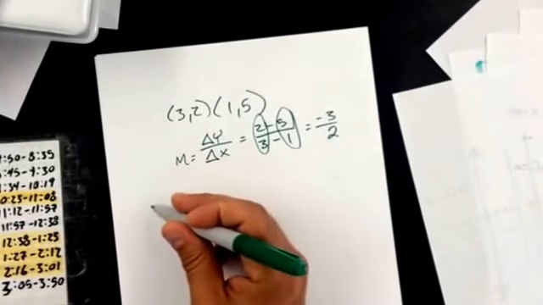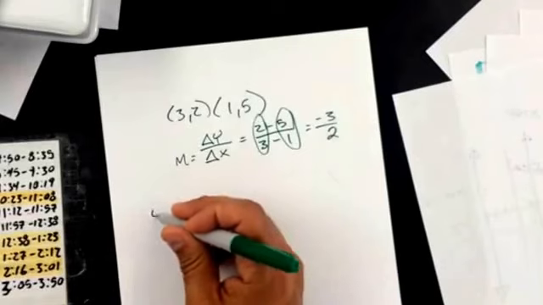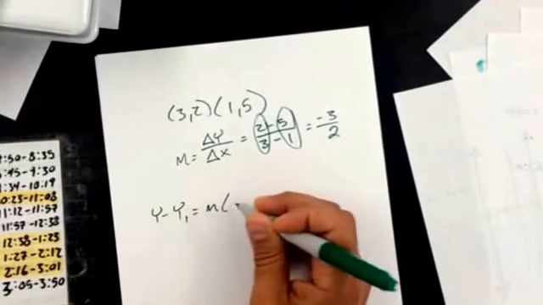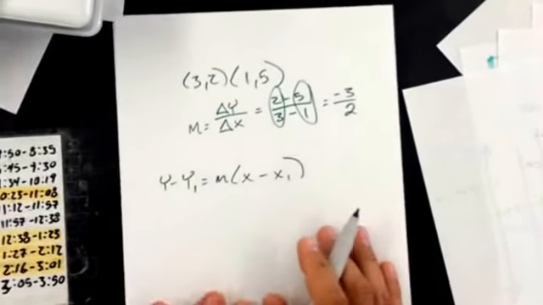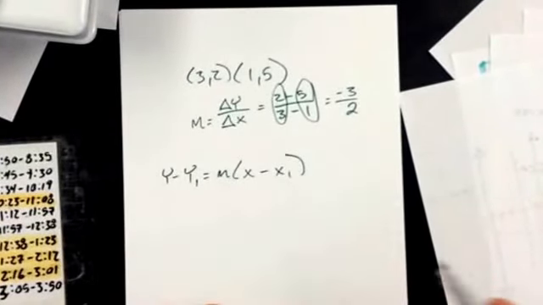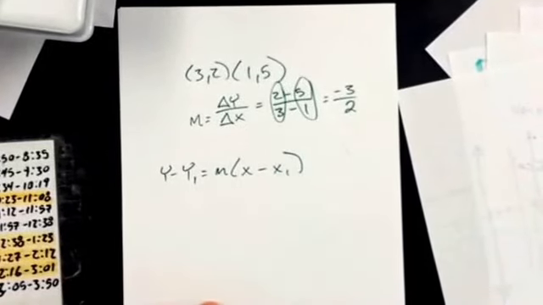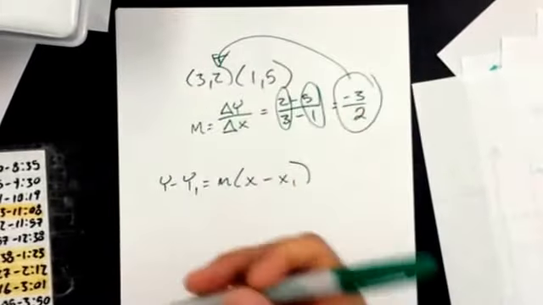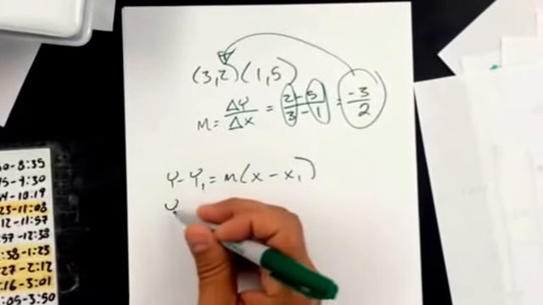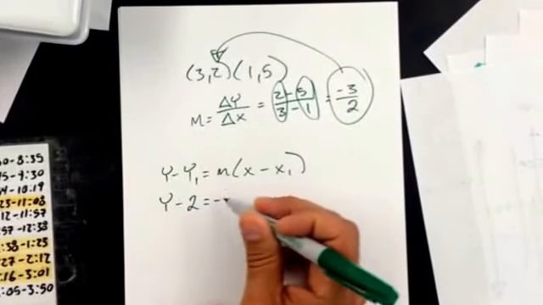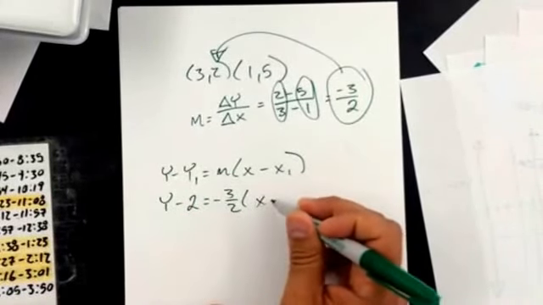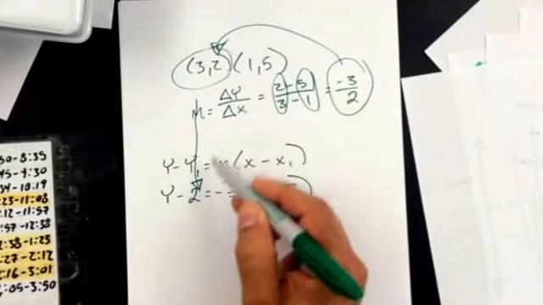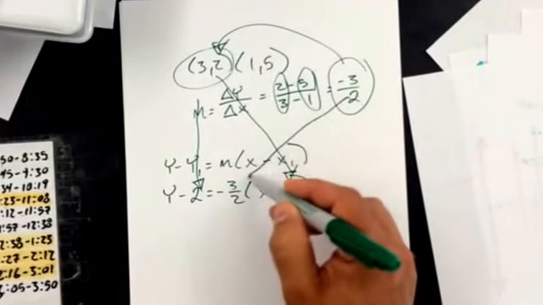Now point slope form is y minus y1 equals the slope times x minus x1. And this is a real easy way to go through the process of getting the equation in slope-intercept form. I know the slope and I know the first point. You can use either point, but I'm going to use the first one. So I'm going to do y minus 2 equals negative 3 over 2 times x minus 3. And that came from here. And that came from here.